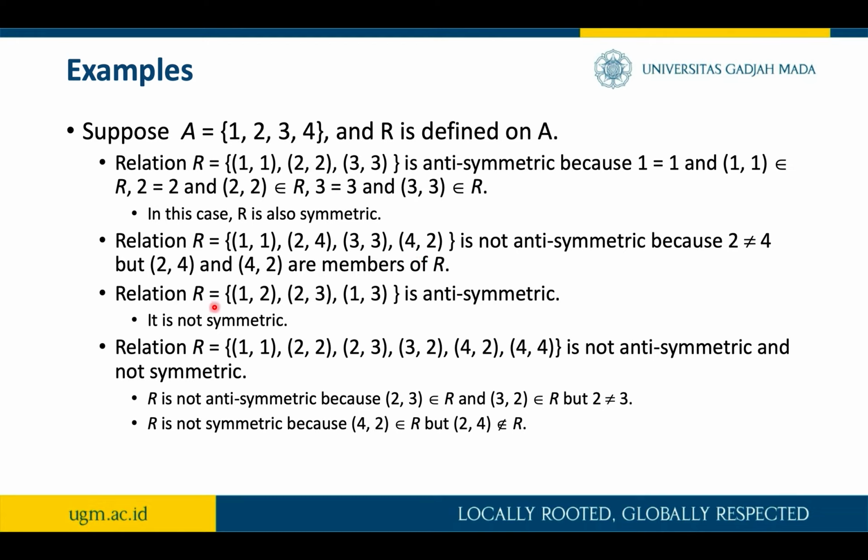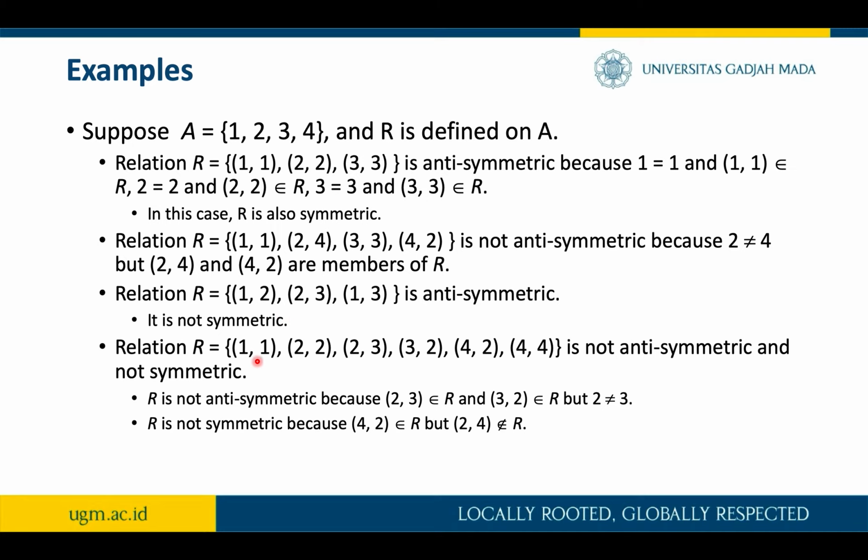Then we also have here (1,2), (2,3), (1,3), and this is also anti-symmetric. (1,2) is a member of R, (2,1) is not. (2,3) is a member, (3,2) is not. (1,3) is a member, (3,1) is not. But this is not a symmetric relation, because we have (1,2) but (2,1) is not, and (2,3) but (3,2) is not.